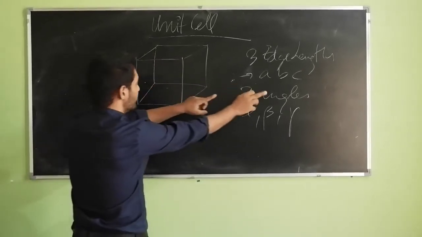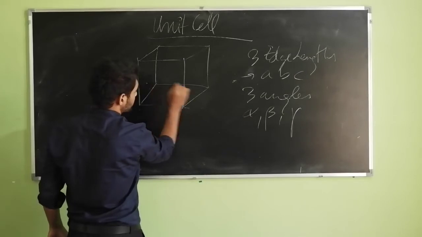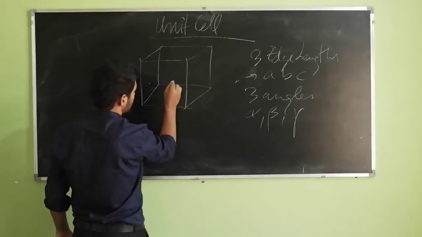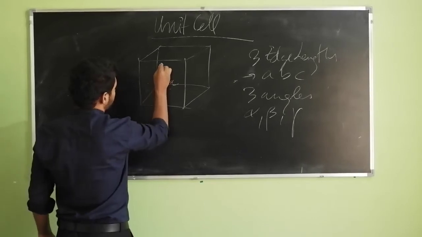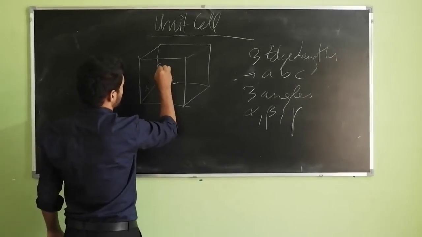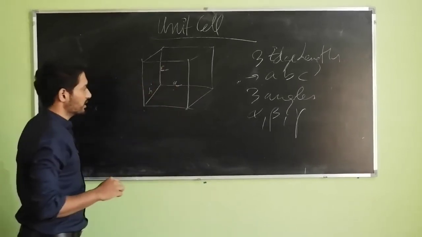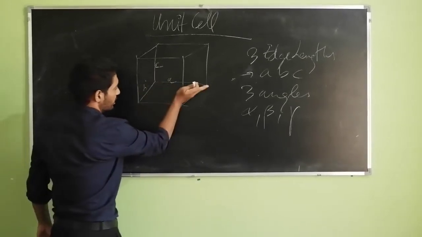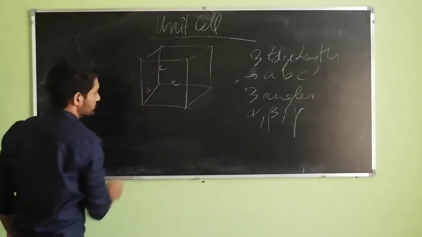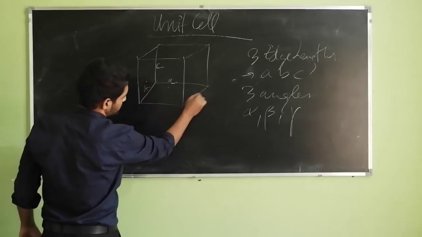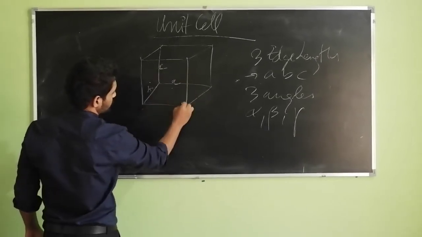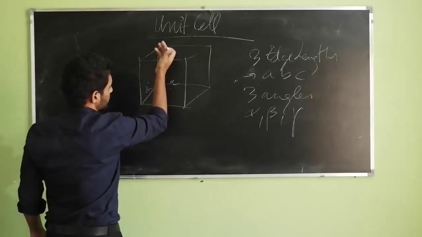Alright, so A, B, C. The back horizontal line is A, this is B, and this is C. Remember this. There should not be any doubt. A, B, and C. Obviously this one is also A, this one is also B, because this is B, this is B, and this one is also C. Same goes for the top, same thing.